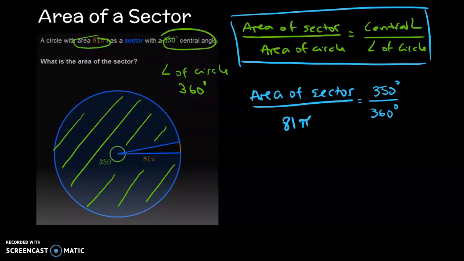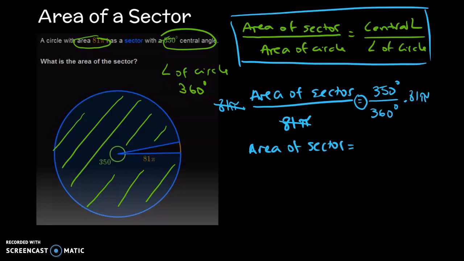You could cross multiply, or you could multiply both sides by 81 pi. That's what I'm going to do, because then I know I'll get the area of the sector by itself automatically. You could cross multiply as well if you choose, because of this equal sign right there. So 81 pi cancels out on the one side, which is my goal, and I'm left with the area of the sector by itself, which is great because that is what I am trying to find.